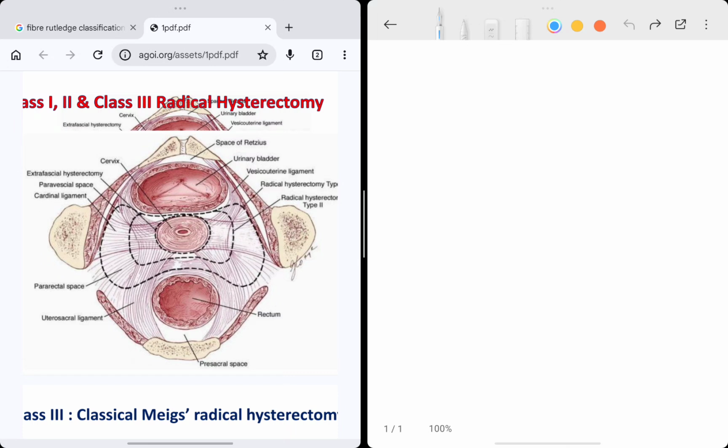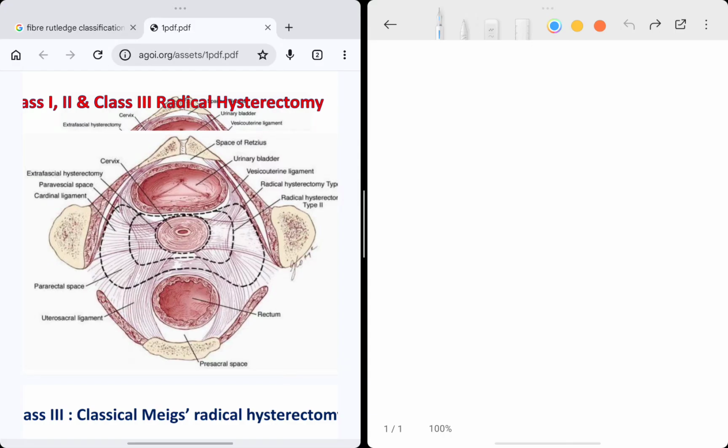Hello everyone. In this video, we will simplify the Piver-Rutledge Smith classification of radical hysterectomy, which is a landmark system that categorizes the radical hysterectomy, which is a treatment option for cervical cancer in the surgery part. And this is based on the extent of tissue resection. Let's understand each type in a simple and exam-oriented manner.